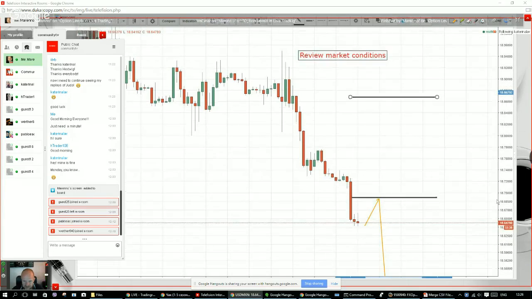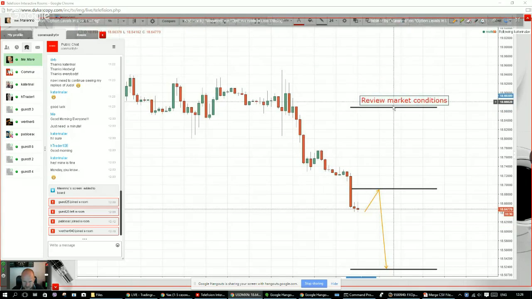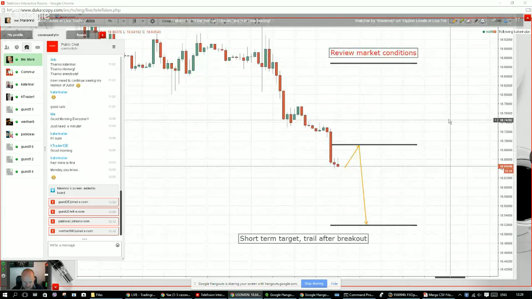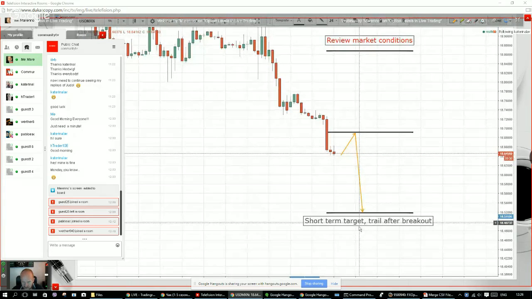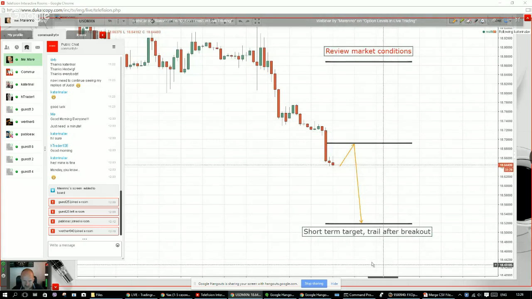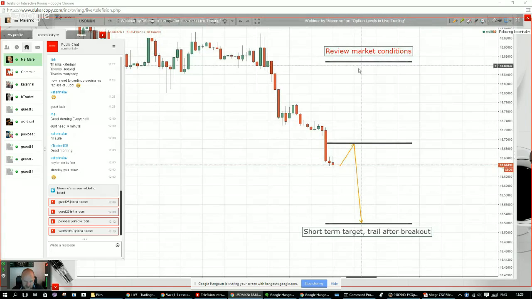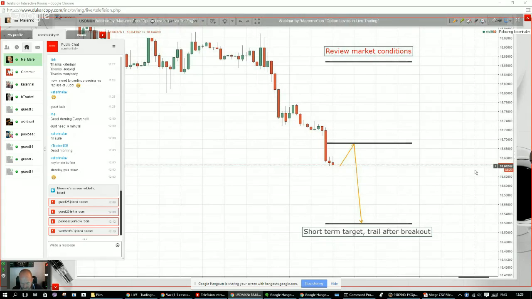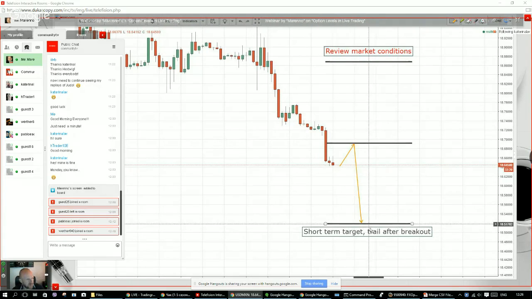So after this level is broken, I will review the market condition, and then I will try to possibly sell it here, or I will look for something else. So that's the first target to be reached. Okay. So again, my approach is a bit not the same as what other traders' approach is.